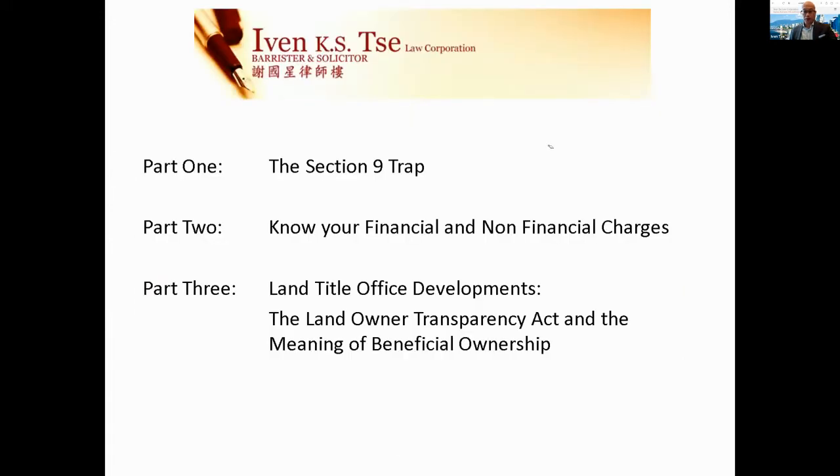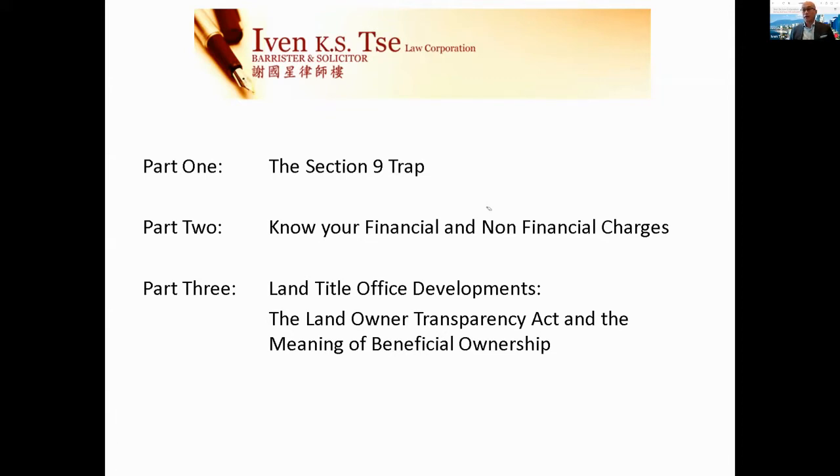So without further ado, what I want to start today especially is the non-financial and financial charges that are on a title search, which you need to know about so you can avoid something called the Section 9 trap. Section 9 of the standard real estate contract provides that the seller is to provide clear title to the buyer, except for a number of things that are specified in that section. So in this presentation, the first part will be about this particular section.